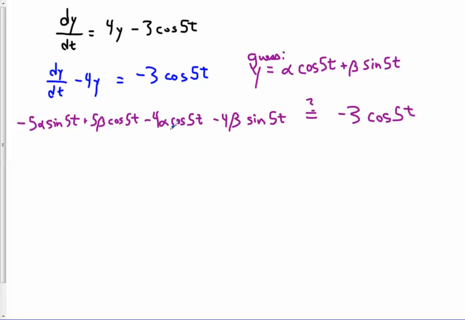All right. So what I need now is I need the sine stuff to cancel itself. So I have minus 5 alpha sine 5t and minus 4 beta sine 5t. So I need minus 5 alpha minus 4 beta to end up being 0. I need that because I don't have any sine over here, so the sines here have to cancel. And then I need the other two guys not to cancel, but to give me what I do have over here. So I need 5 beta minus 4 alpha to be negative 3. If I get both of these things to happen, that will mean I have a solution. So I need to find an alpha and beta that satisfy both of these.